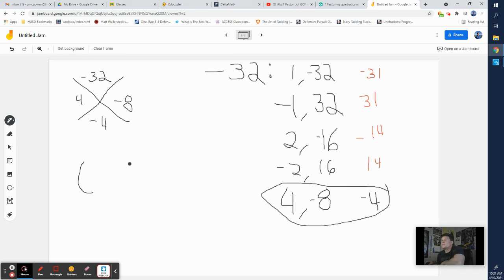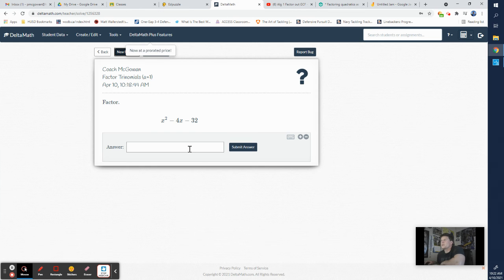So what this tells me is I can set up my parentheses. I'm going to have x plus 4, and I'm going to have x minus 8. We could put a plus negative sign, but that's just, I'm a lazy mathematician. I don't want to write that much. I could just replace it with one subtraction sign and I'm good. Let's punch that in. X plus 4, x minus 8.